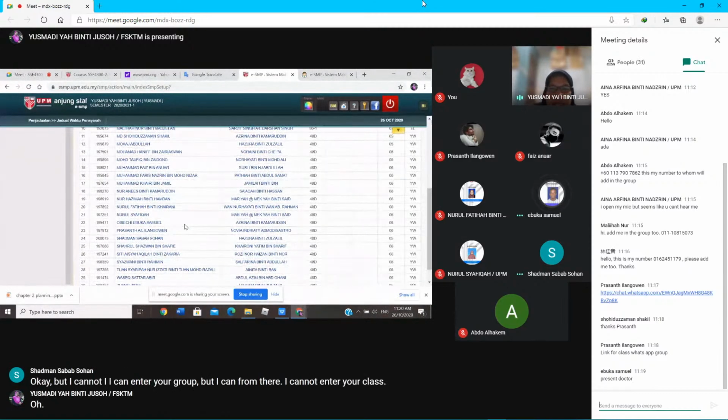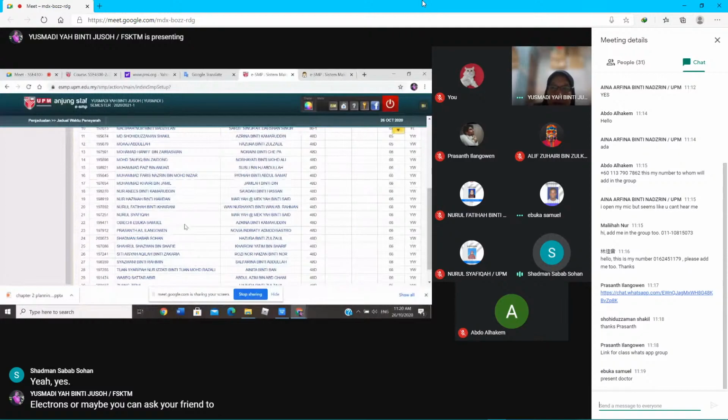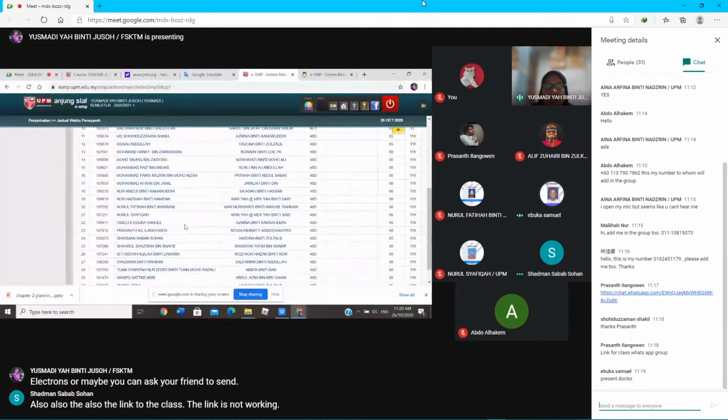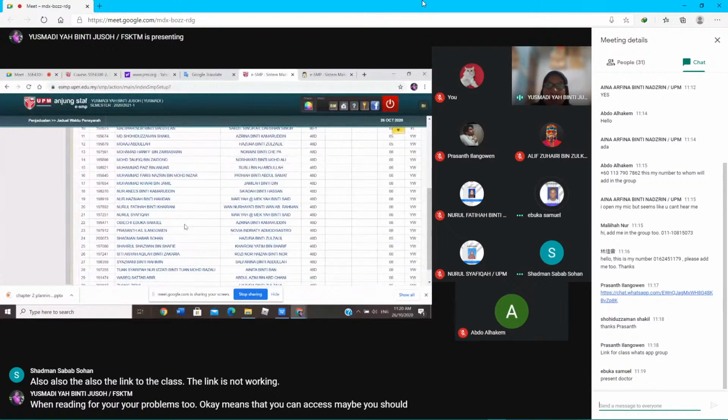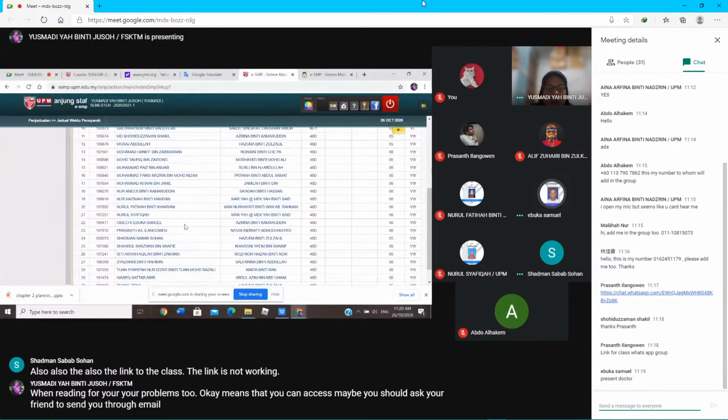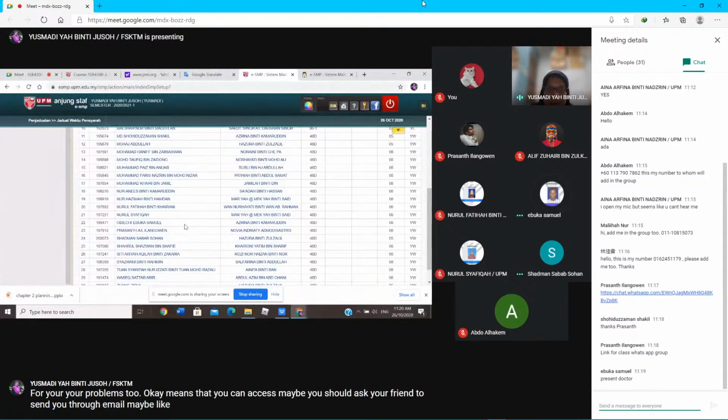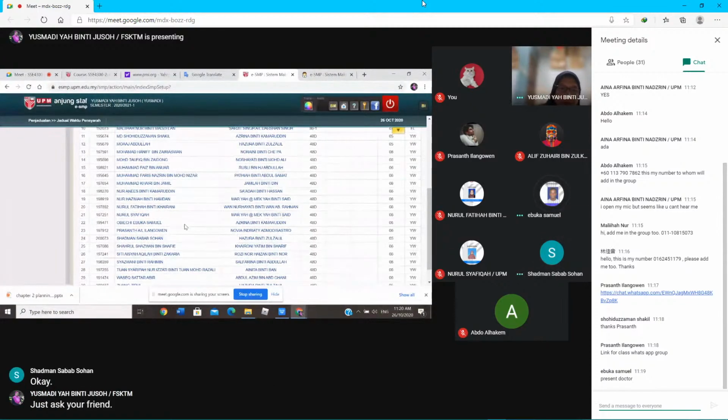You cannot access. You cannot download the file. Yeah, the lecture notes. Or maybe you can ask your friend to send also the link to the class. While waiting for your Putra Blast to be okay, meaning that you can access, maybe you should ask your friend to send you through email the lecture that I upload in the Putra Blast, yeah? Just ask your friend.